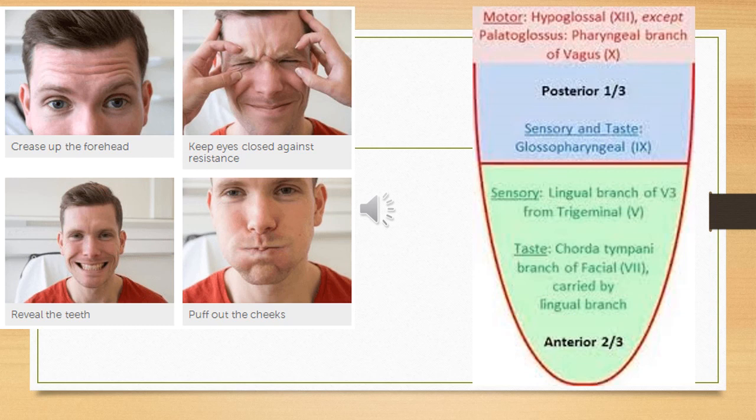Now, if you want to examine these muscles, first of all, ask the patient to raise his eyebrows to inspect the creases of the forehead, which should be present and almost similar bilaterally. Then ask the patient to close his eyes against resistance, try to open them, then to show you his teeth, and finally to blow his cheeks.